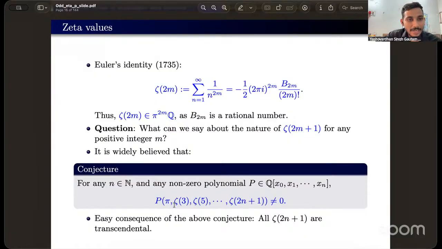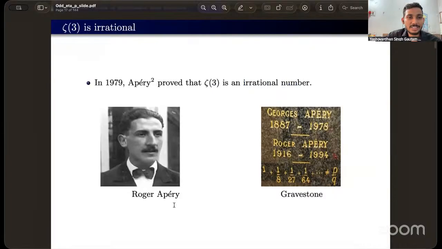Then a French mathematician comes, and his name is Roger Apéry. He proved that zeta 3 is an irrational number. This proof was so peak and so career defining for him that it is written on his gravestone that zeta 3, that is 1 plus 1 by 8 plus 1 by 27 and so on, cannot be written as a fraction of integers.